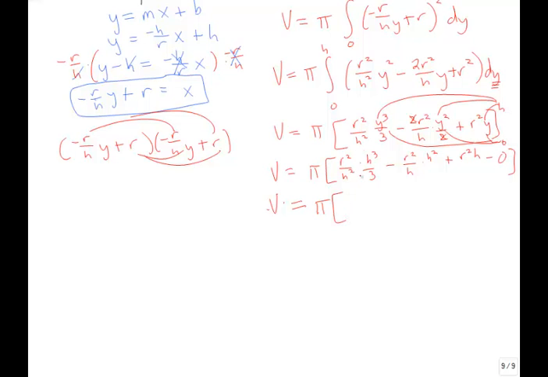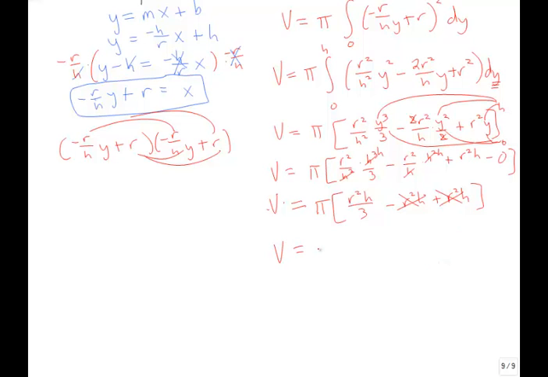Notice right here, I've got an h squared in the bottom and an h cubed in the top. So two of those are going to cancel, leaving me one h left on top. So I'm going to get that r squared, that h on the top, and then the 3 will be left in the bottom. In this term right here, one of the h's cancels, but I still have one h left over, so I'm going to get an r squared and an h in the middle. And then right here, I also have an r squared and an h, and this 0 just goes away. And finally, these two are exact opposites, so they cancel each other out.